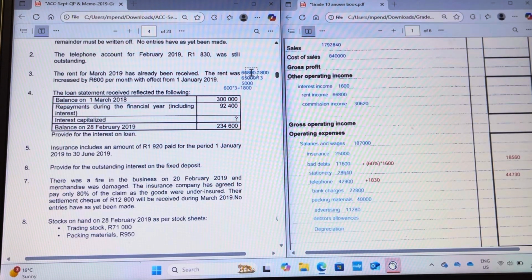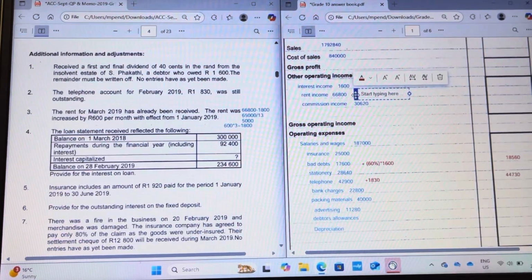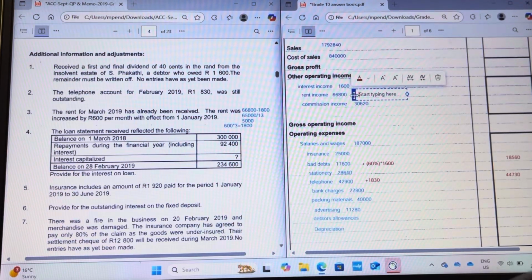So what does that mean for us? It means that our rent income is overstated by 5,600, which includes the 5,000, which is the normal rent, and the 600 Rand increase. So we would have to decrease our rent income by 5,600.